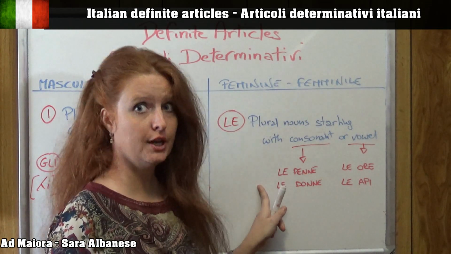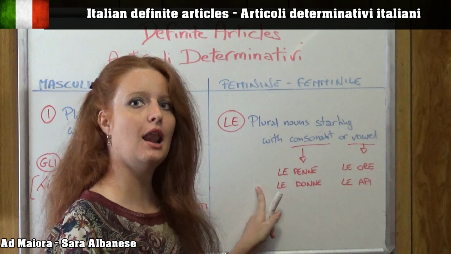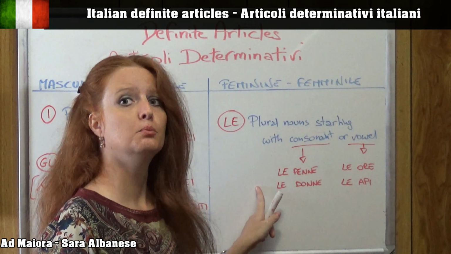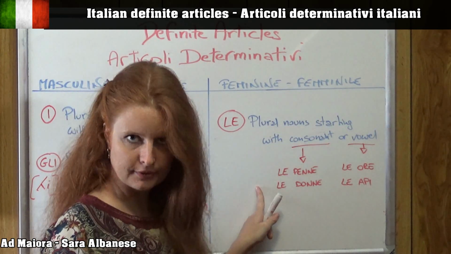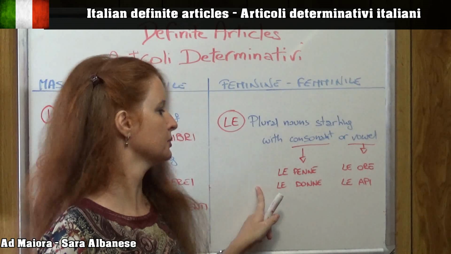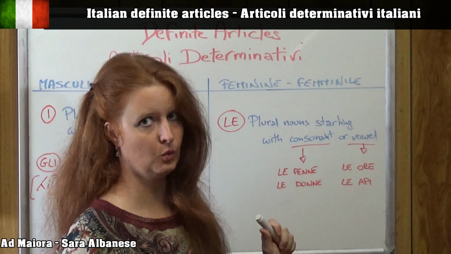Donna, la donna, the woman. It's one woman, the woman. La donna. Plural, it's irregular in English. So the women, in Italian it's regular, absolutely. Le donne. Le donne, the women.